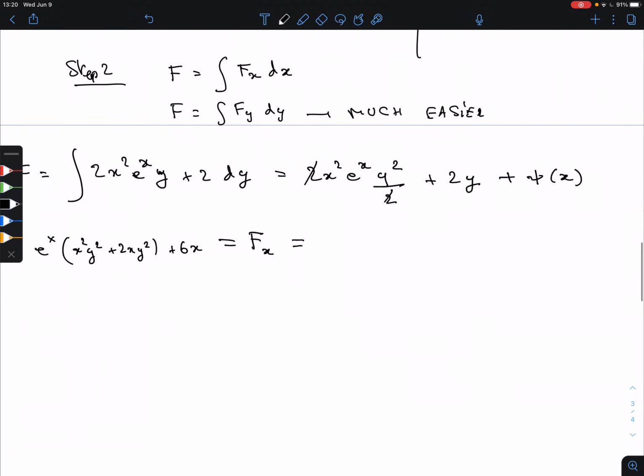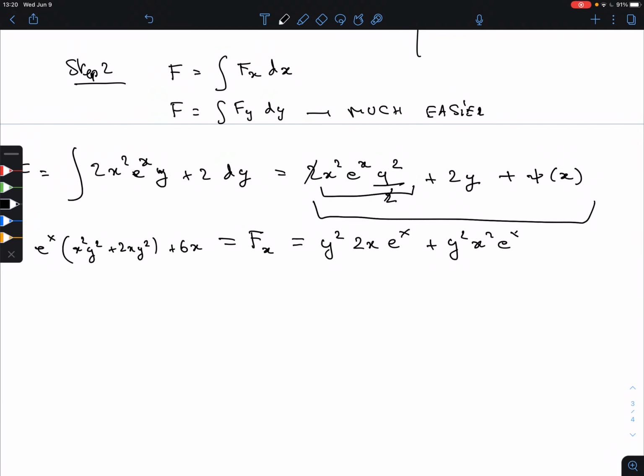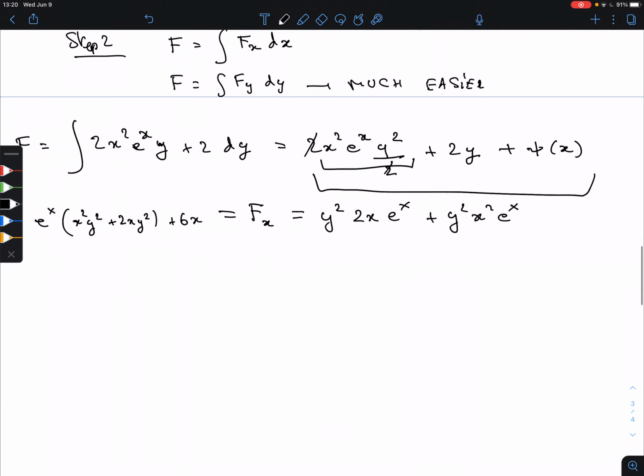On the other hand, it is the derivative of this function. Okay, there's a product rule, so I'm going to have to deal with the product here. Y squared is a constant, so I'll take that out, and then the derivative of x squared is 2x, and then copy the second factor, plus y squared x squared, copy the two factors, and take the derivative of e^x, which is e^x. What is the derivative of 2y? Well, y is a constant, so that's gone, plus psi prime.